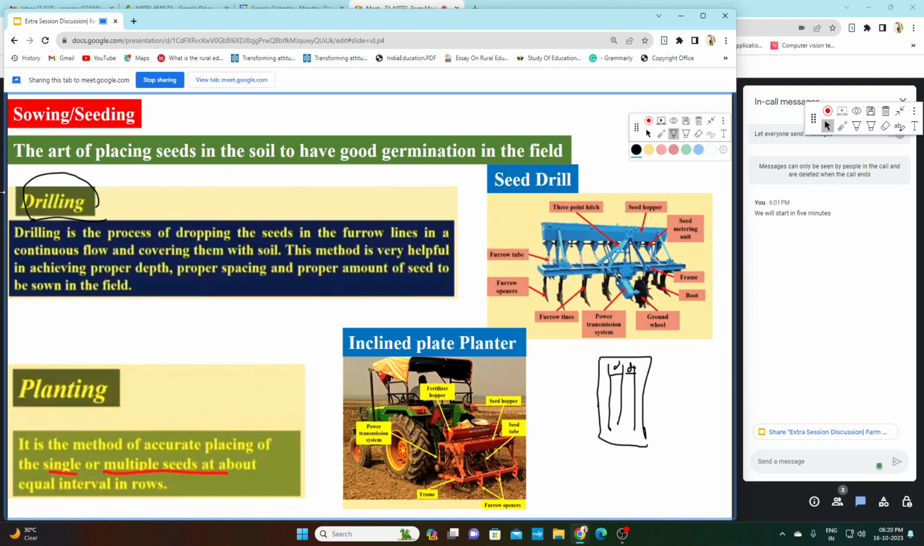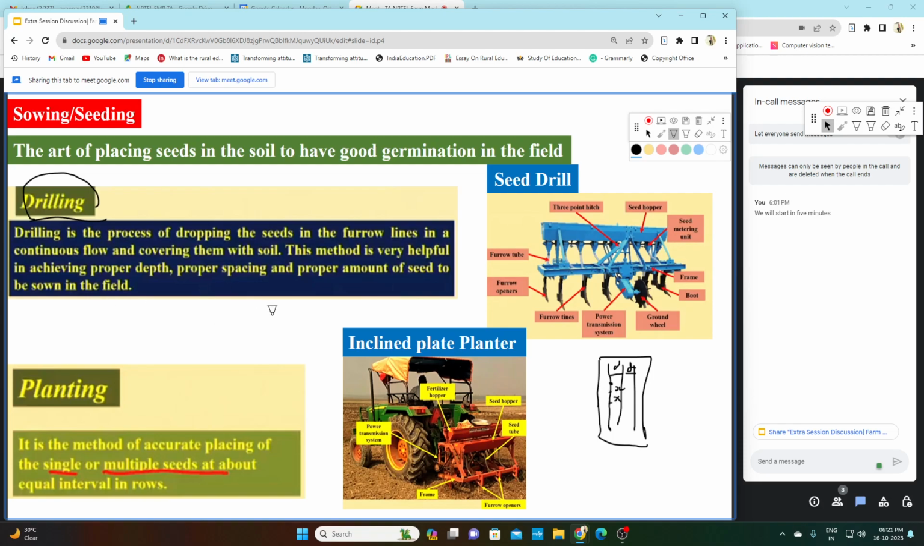Now what is planting? In planting, the row to row distance is constant. Apart from this, the plant to plant distance is also constant. What is plant to plant distance? Plant to plant distance is the distance between two plants in a row. If this is, let's say, x, this will also be x. So plant to plant distance is also constant.